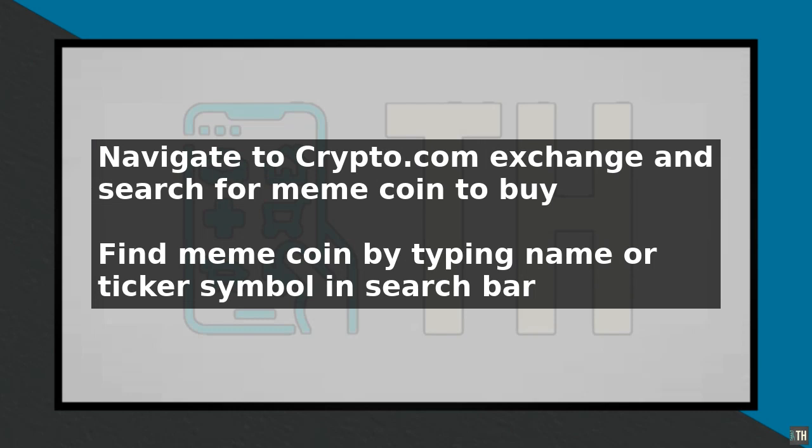On the trading page, you will see a chart of the coin's price history, as well as a box where you can enter the amount of the coin you want to buy. You can also choose the cryptocurrency you want to use to make the purchase. Enter the amount and click on the Buy button to complete the transaction.